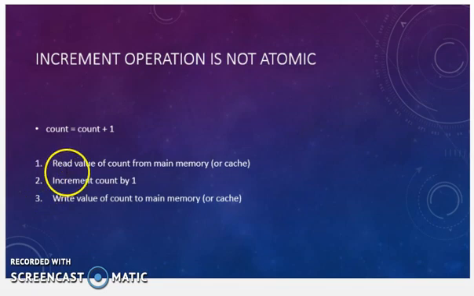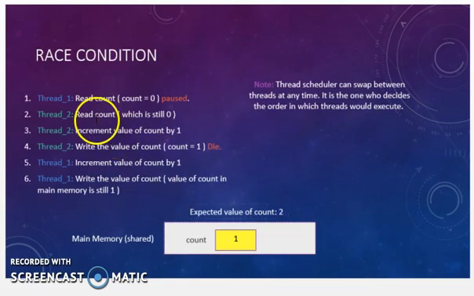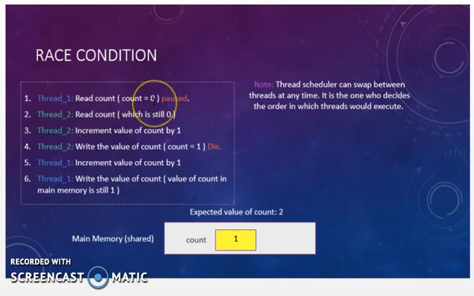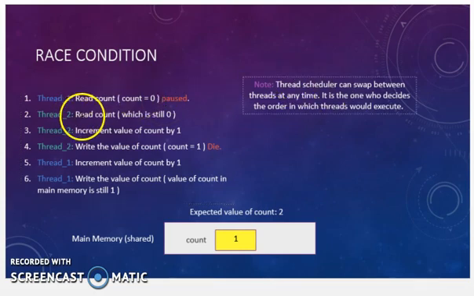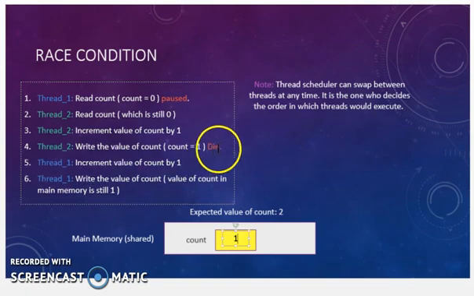Now suppose two threads are trying to increment the value of count, and first thread comes in, reads the value of count from main memory, which is 0 at the moment, and it gets paused by the thread scheduler. Then the second thread comes in and reads the value of count from the main memory, which is still 0. Now thread 2 increments the value of count by 1, writes the value of count to the main memory, and it will die because it has completed its task.